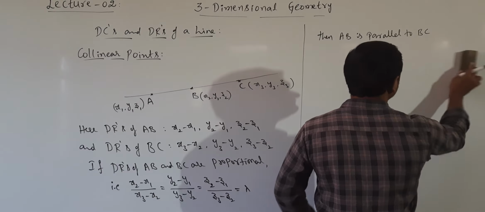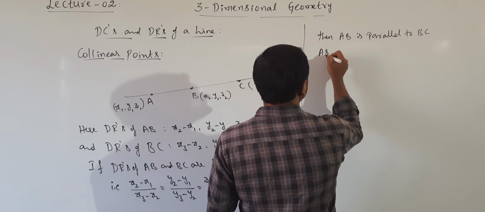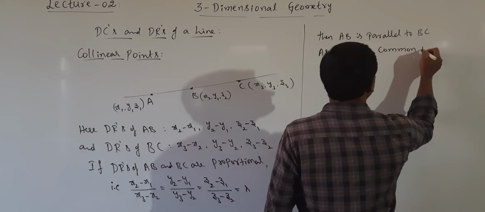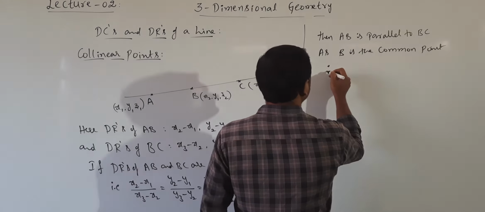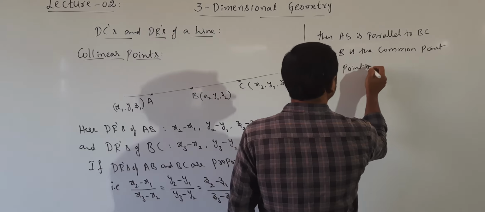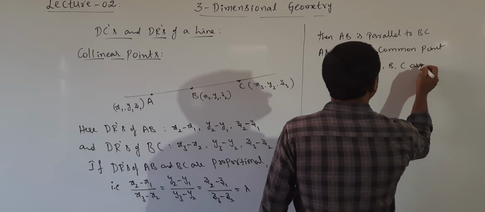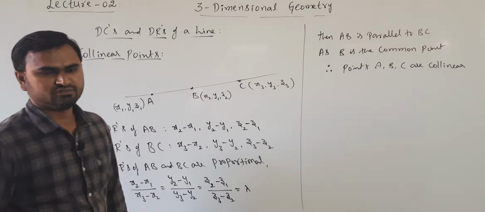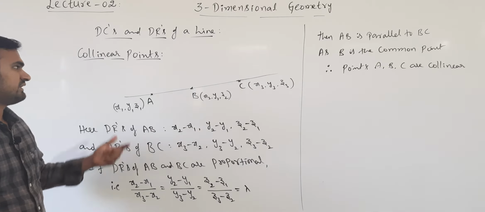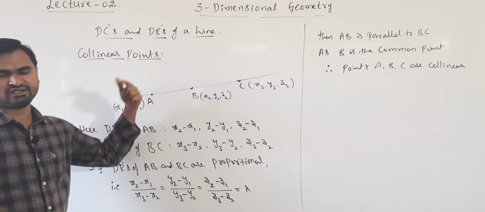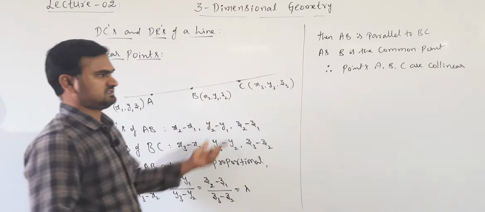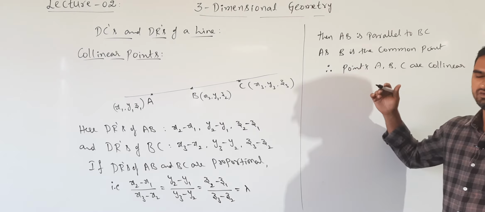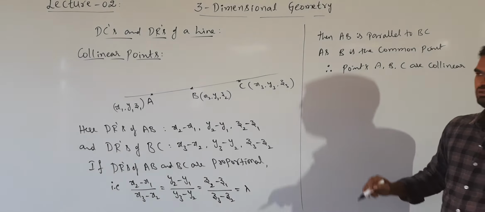So AB is parallel to BC as B is the common point, therefore the points A, B, C are collinear. Understand? So this is how we can prove that the points are collinear by using the concept of DRs and DCs. Understand? So this is one of the methods of proving that points are collinear. Now if you want, you can use other methods we already discussed in previous classes.